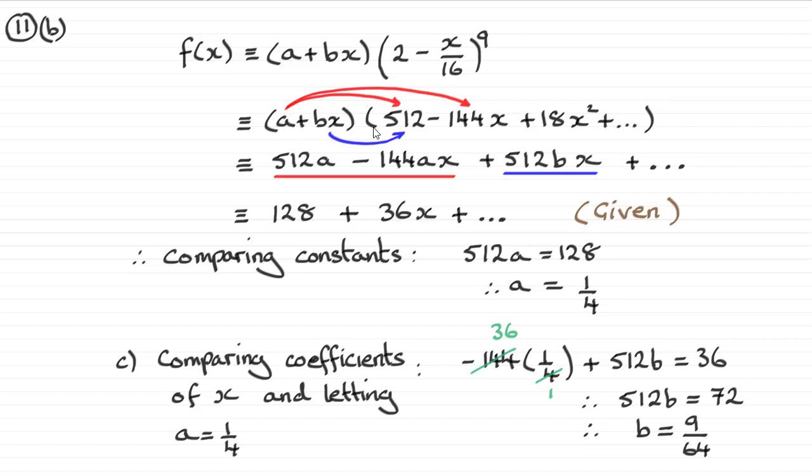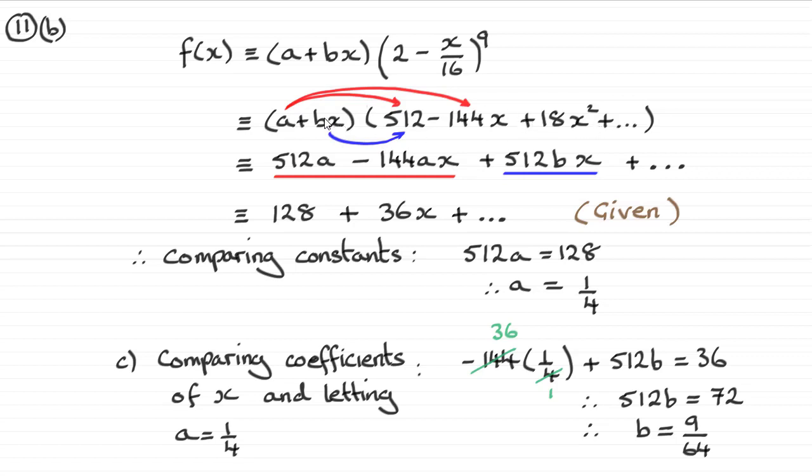Well, I've written down what we found in the previous part for the expansion of 2 minus x over 16 to the power 9. And all we need to do is just look at expanding only parts of this. If we're looking at getting the first few terms, the first 2 terms anyway, we take the a, and you can see a times 512 gives me 512a, and a times the minus 144x gives me minus 144ax. I don't need to go on and do a times 18x squared.